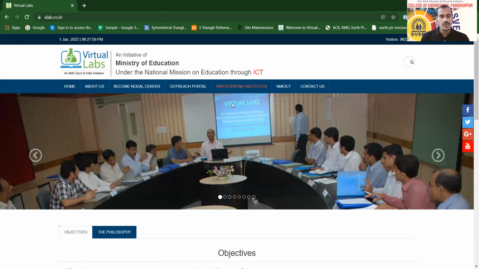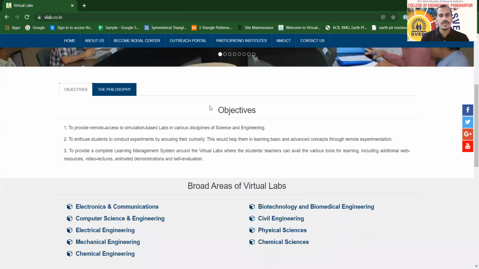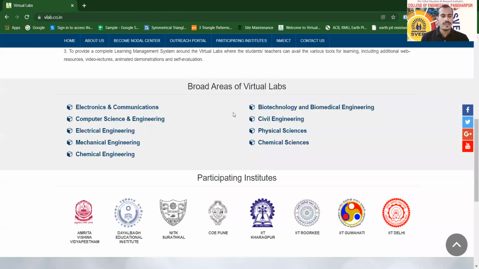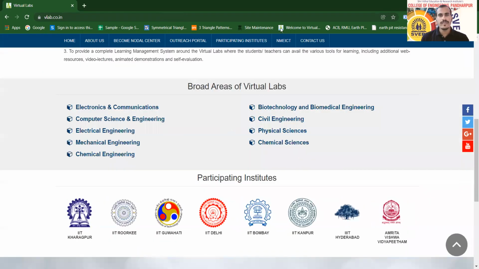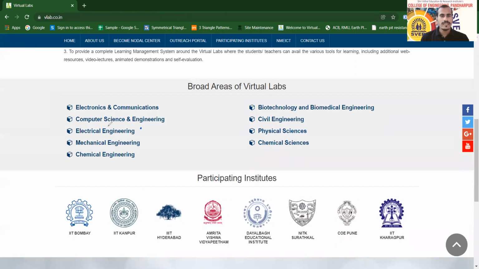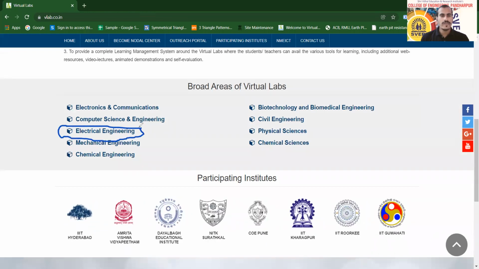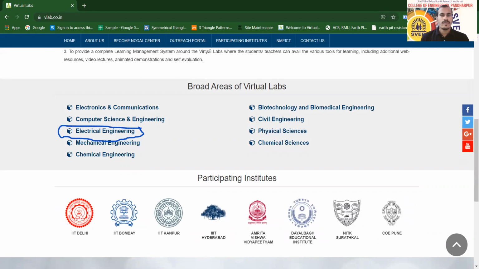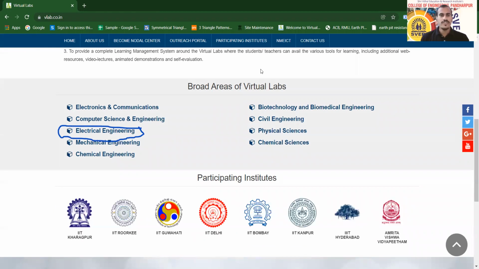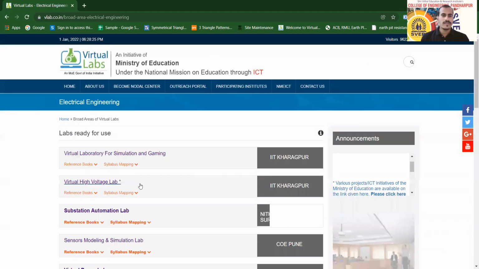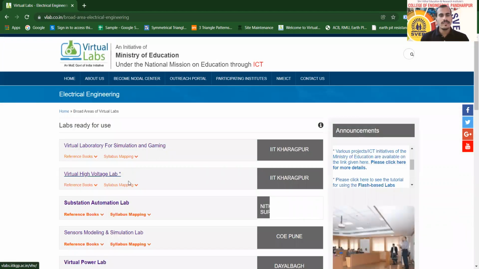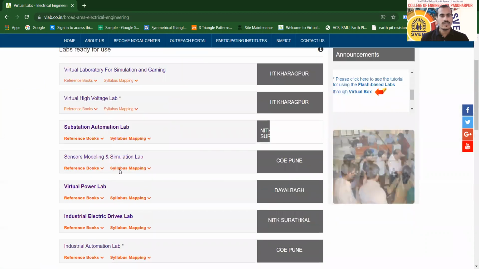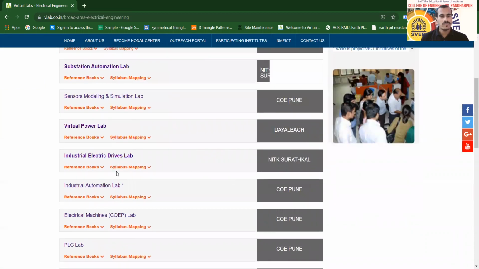Once you open this, there are broad areas of the virtual labs, and in this section you can find electrical engineering. You simply click on that, and it will redirect you to whatever virtual lab practicals there are for electrical engineering. You can see virtual labs for high voltage, for power, for electrical drives, for machines.